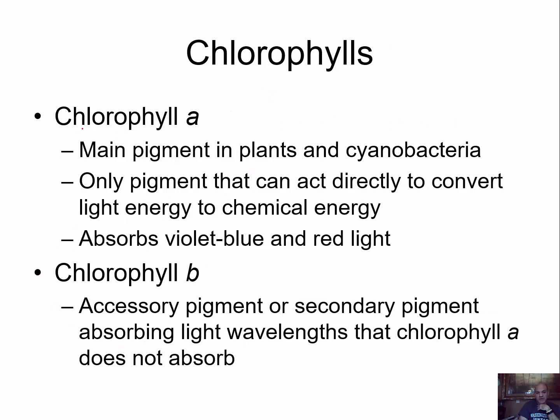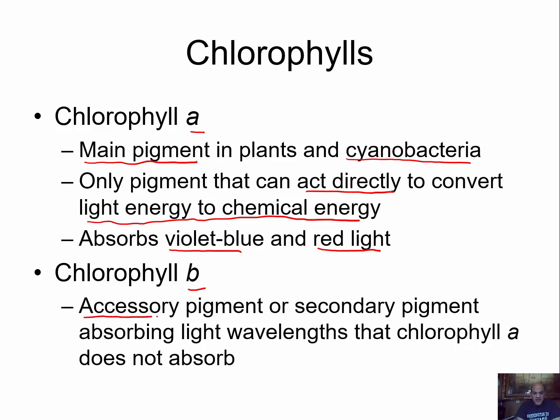Looking at two major types of chlorophyll, we have chlorophyll A and chlorophyll B. Chlorophyll A is the main pigment in plants and in cyanobacteria for driving photosynthesis. The reason is that this is the only pigment that can be used directly to convert light energy to chemical energy. It's directly involved in making both the NADPH and the ATP, which ultimately help make our organic molecules, where we store the chemical energy. As we saw in the prior slide, chlorophyll absorbs wavelengths best at violet, blue, and red, which explains why plants look green, because they don't absorb well in the green area of the visible spectrum.